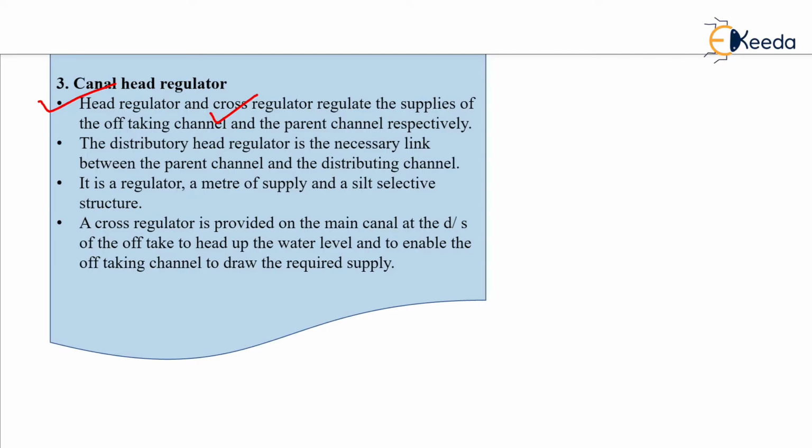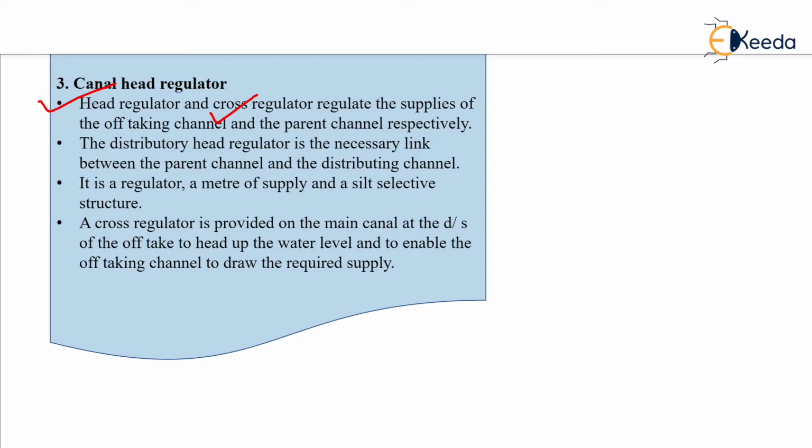So because of this, the discharge carrying capacity is also decreasing gradually. So to avoid this, we need to provide regulator structures. Then a cross regulator is provided on the main canal at the downstream of the offtake to head up the water level and to enable the off-taking channel to draw the required supply.